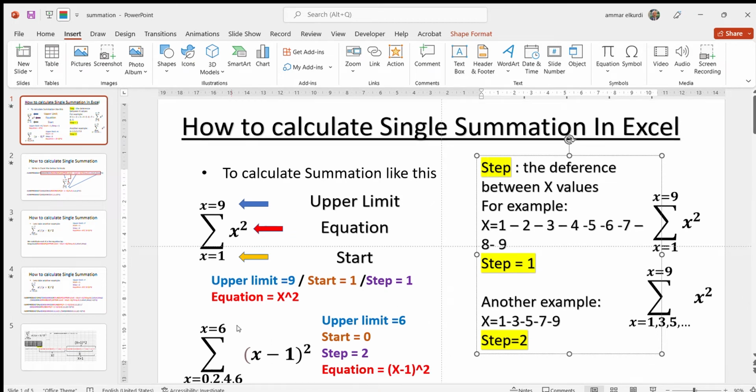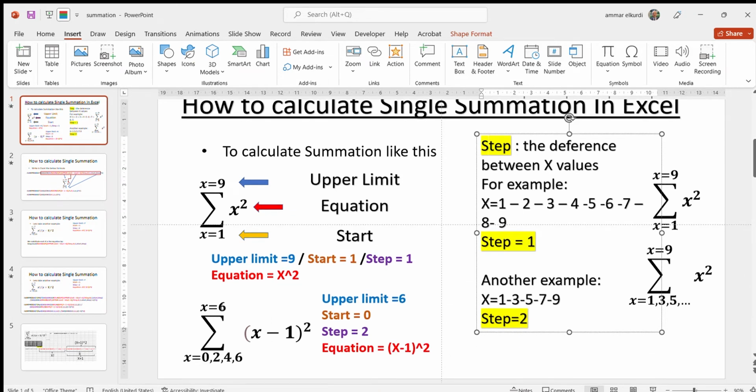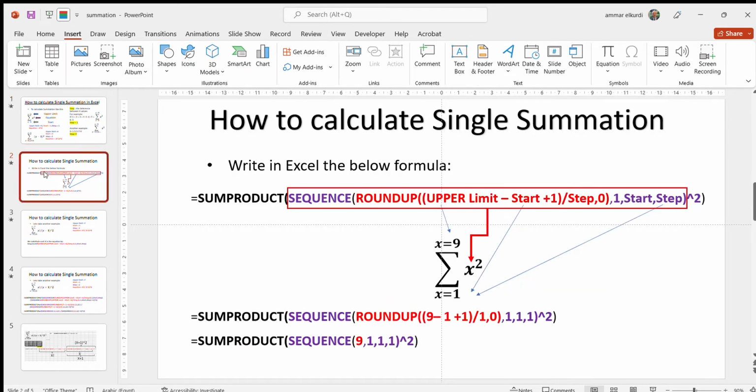Let's take a look at another example. From x 0 to x 6, and x is taking only these numbers, the even numbers 0, 2, 4, 6. So the upper limit is 6, start is 0, the step is 2, and the equation is x minus 1 power 2.